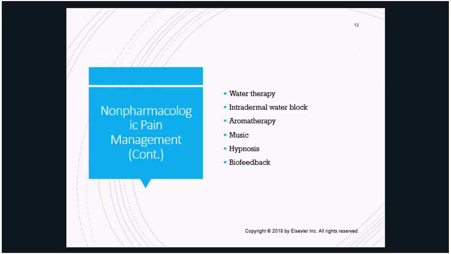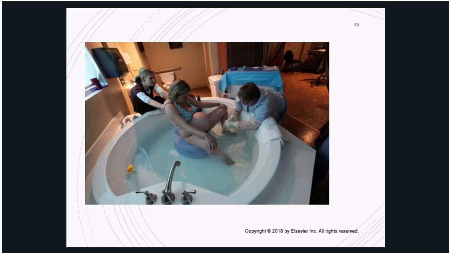Other non-pharmacological pain management could include water therapy. Usually it's a pretty hot sauna tub. Intradermal water block. Aromatherapy, so the essential oils are helpful. Music, hypnosis, and biofeedback. Here's a picture of a water birth. She's sitting in somewhat of a throne position in the tub with her doula or support person and the OBGYN or nurse midwife.